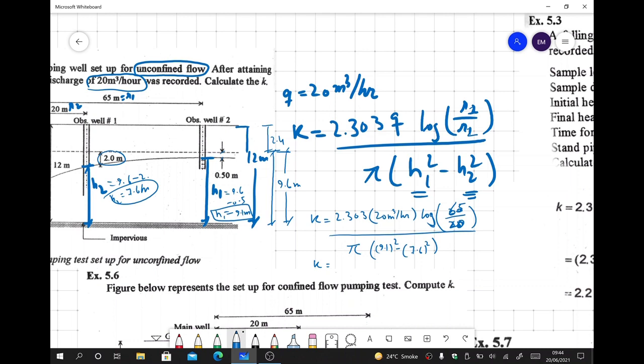Log of 65 divided by 20 is giving me 0.51. Multiply that with 2.303. Multiply that with 20. So above, I have a value of 17.484, and it is meter cube per hour. And on the division, I will first find out 9.1 square minus 7.6 square.